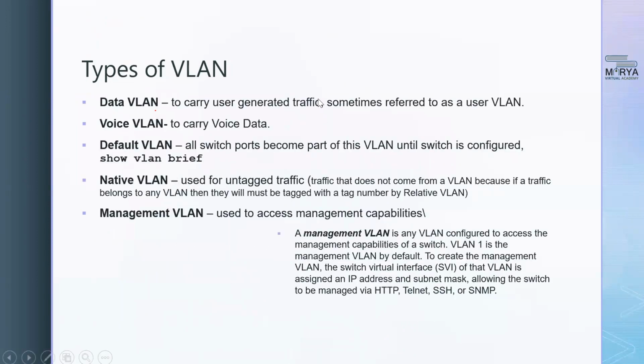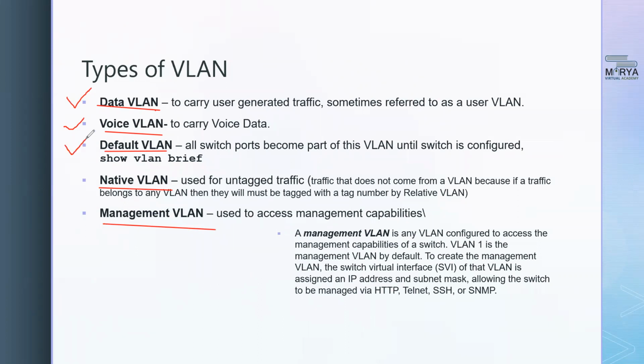Based on purpose, we have 5 types: data VLAN, voice VLAN, default VLAN, native VLAN, and management VLAN. Data VLAN is for computers. Whenever you want your computers' or users' generated traffic to be carried inside a particular broadcast domain, then you have to create a data VLAN. Voice VLAN is for voice over IP telephone sets. Whenever you want to carry your voice traffic by a particular VLAN, you have to create a voice VLAN.